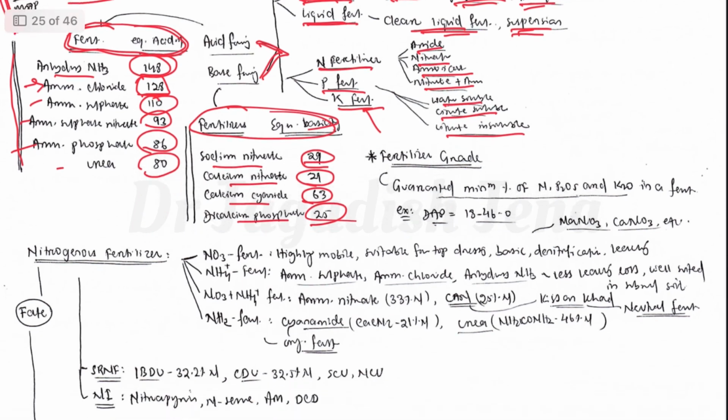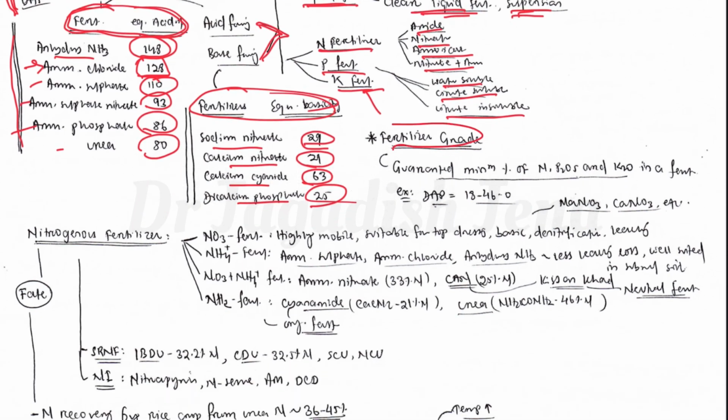Now what is fertilizer grade? Fertilizer grade is basically the guaranteed minimum percentage of N, P2O5 and K2O in a fertilizer. So guaranteed minimum percentage of nitrogen, phosphorus and potassium in a fertilizer, that is called fertilizer grade. For example, DAP. What is the fertilizer grade? 18-46-0. It means if we are taking 100 kg DAP, then we will get 18 kg nitrogen, 46 kg P2O5, and 0 kg K2O. So that is the fertilizer grade of DAP.